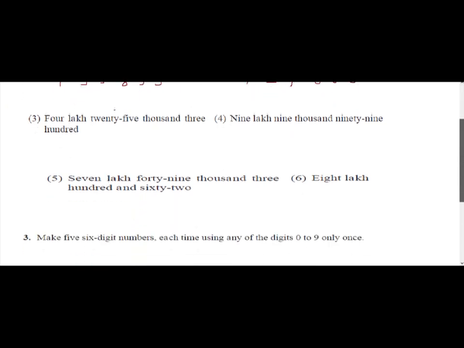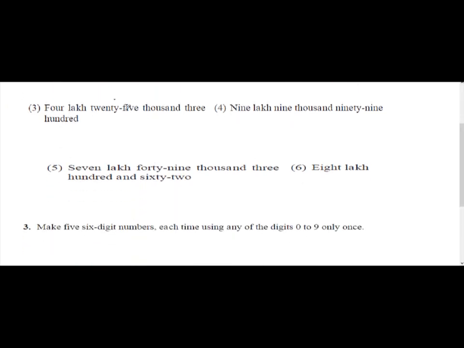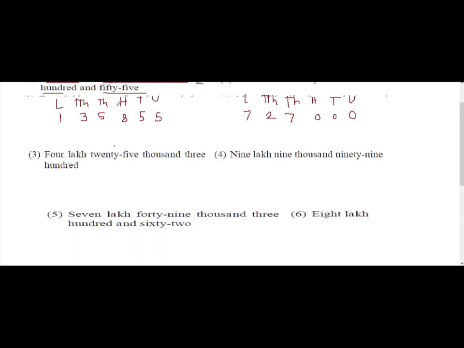Let us see the next number. 4,25,300. Again, now we are going to use this one for this. 4 lakhs. So here comes the 4. I am just writing here in the same line. 25,000. 300, in the 100 place there is a 3, but no units and no tens place. So here it is, tens place 0 as well as unit place 0. So 4,25,300. Next, 9 lakh.